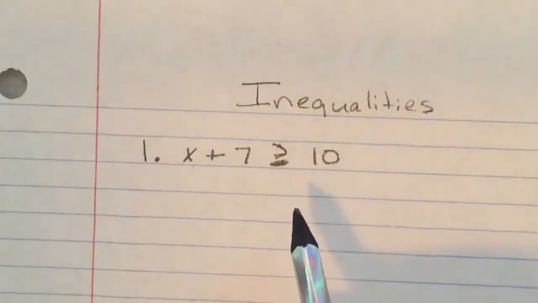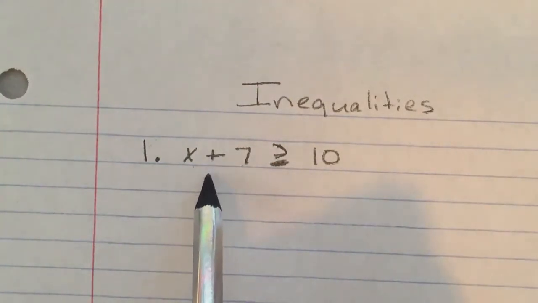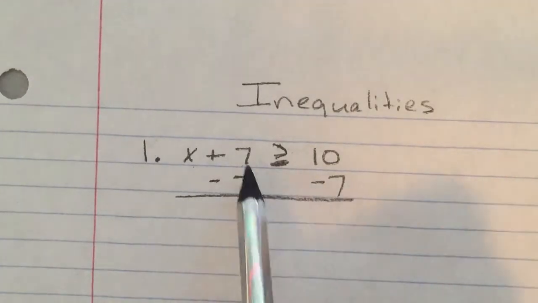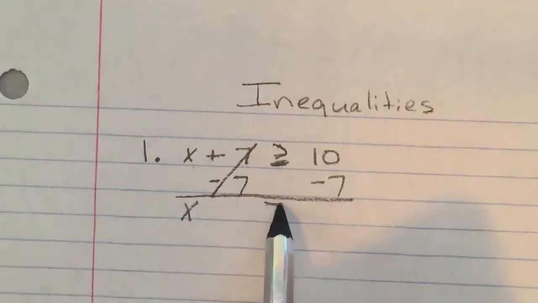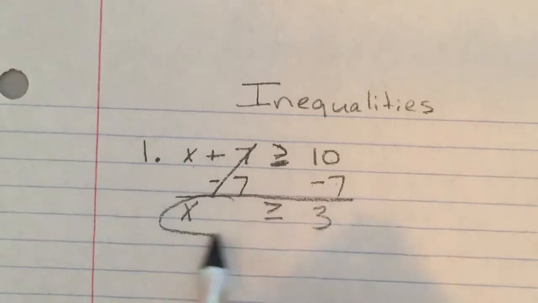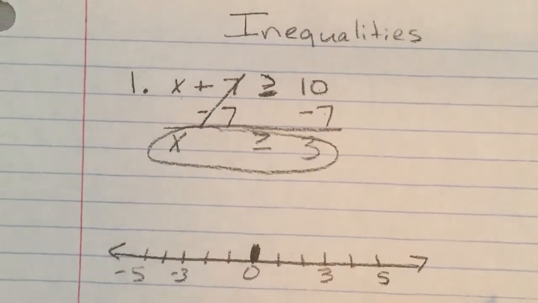To solve this problem, we simply do what we would normally do if it were an equation. Since we're adding 7 to x here, we need to get rid of the 7, so we'll subtract 7 from both sides. Canceling these 7s, bring down our x is greater than or equal to 10 minus 7, which is 3. That is my answer, and now I need to graph my answer on this number line.